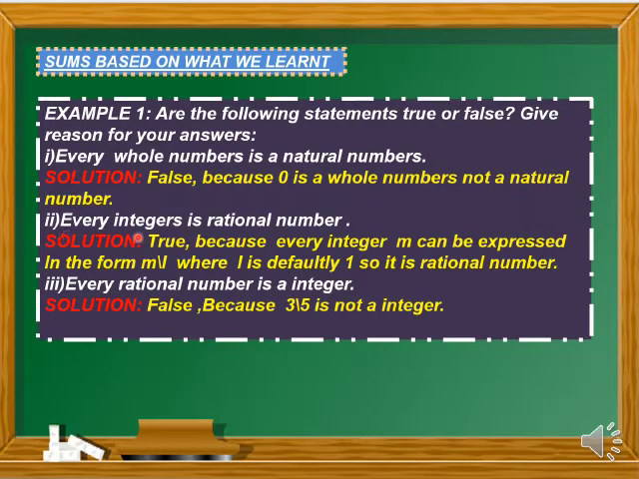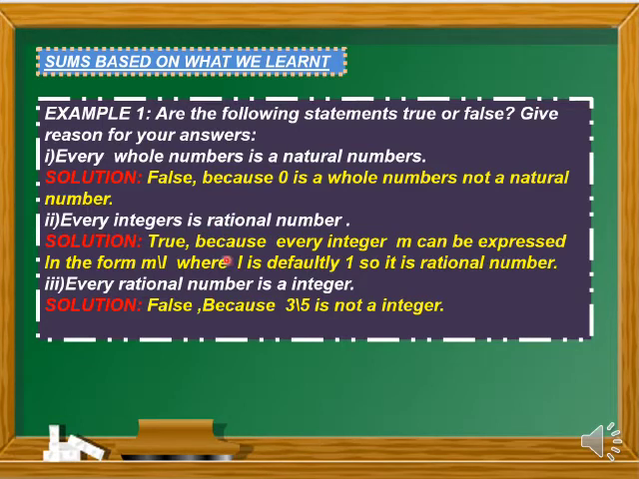Second subdivision: every integer is a rational number. So what are integers? Integers are the positive numbers, negative numbers and 0. Positive numbers contain a plus symbol by default. Negative numbers contain a minus symbol. And 0 is neither positive nor negative. Then rational numbers are numbers in the form p by q, where p and q are integers and q is not equal to 0. So integers can also be represented in the form of a rational number by defaulting the denominator to 1.